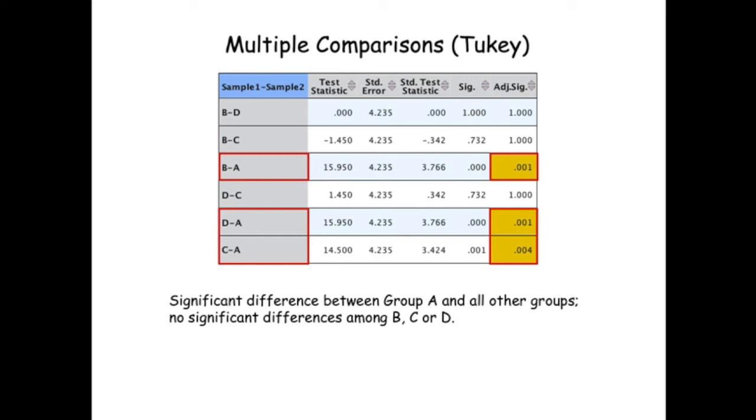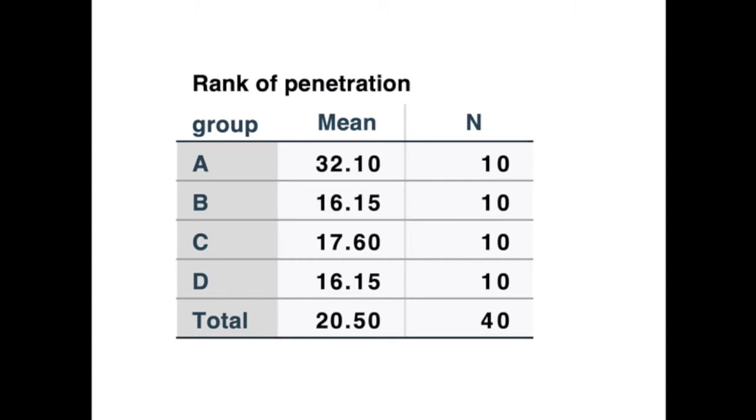The only statistically significant mean rank comparisons are those involving bonding agent A. The table of mean ranks shows that dye penetration was greater for group A than for the other 3 groups.